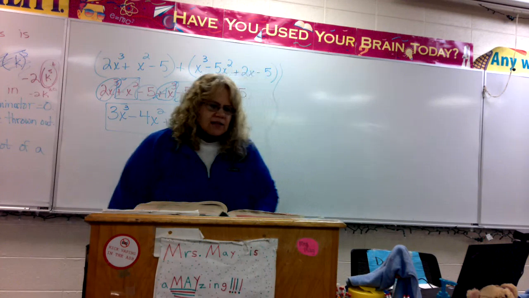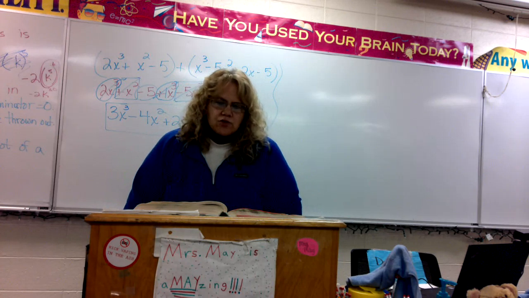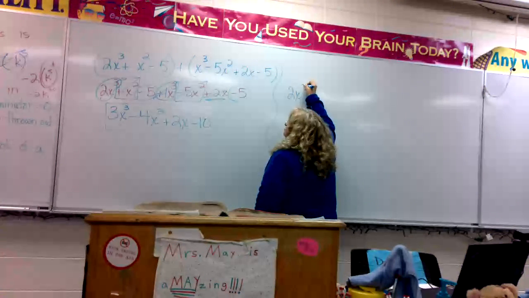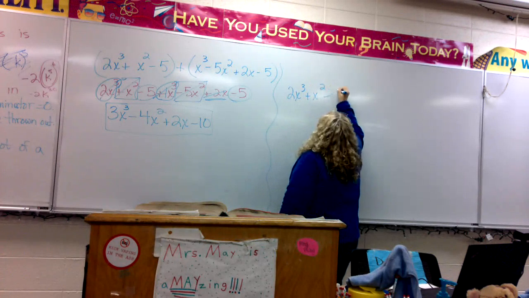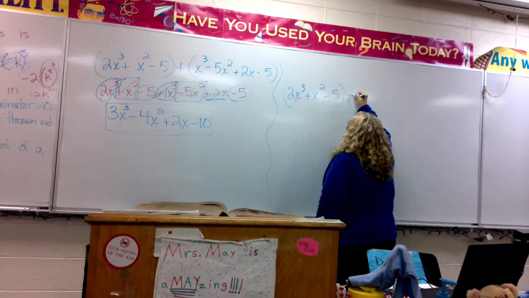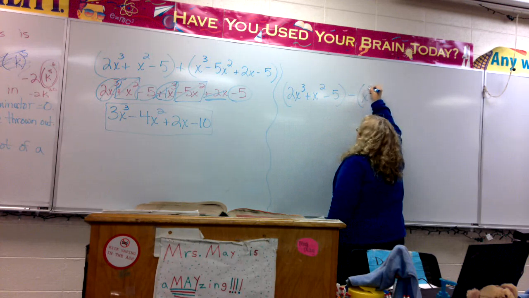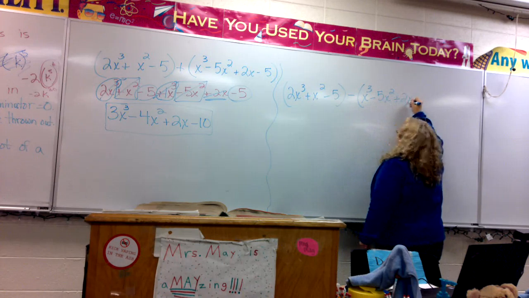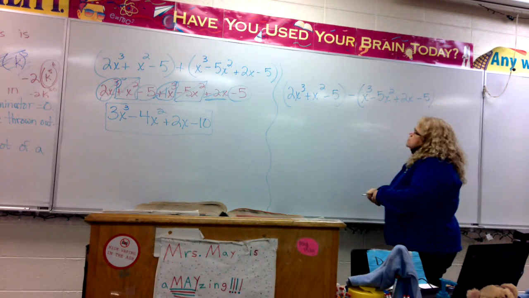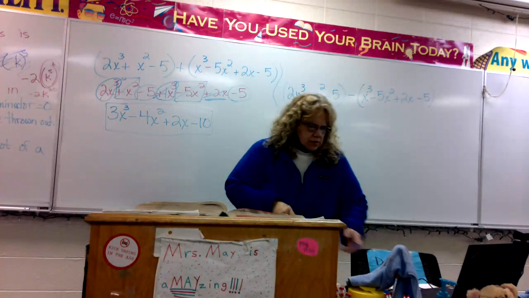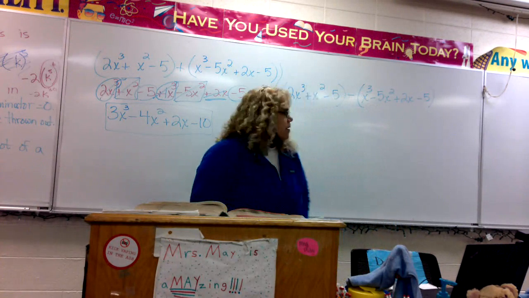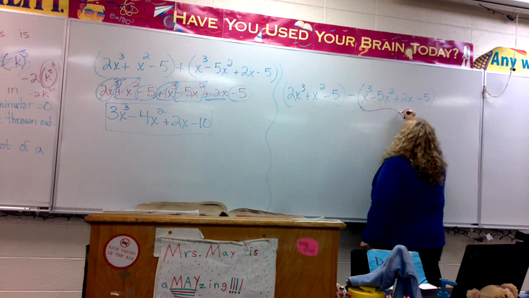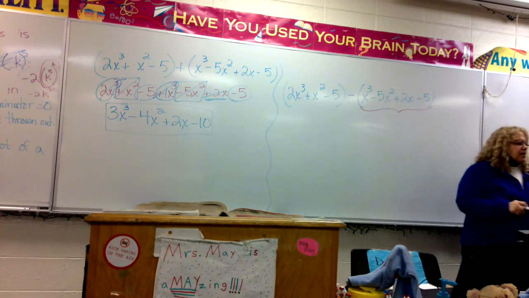Okay, let's subtract then. Let's do some subtracting ones. Let's just do the same one. 2x to the third plus x squared minus 5. Now, this time, let's subtract. If you're subtracting those, you have to make sure that you remember you're subtracting everything in this set of parentheses, right? It's minus that whole thing.